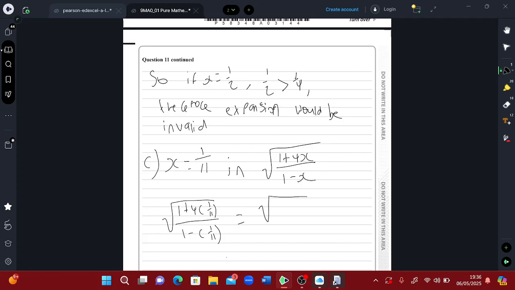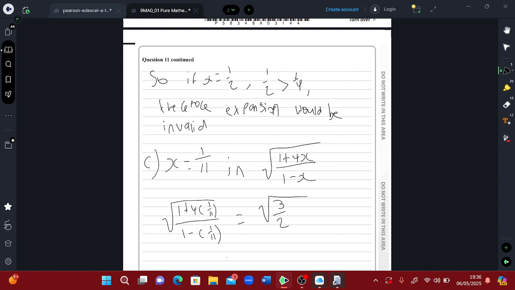1 plus 4, 11th. But 1 minus 1 over 11. Did I write that right? 1 plus 4. It's 3 over 2. Okay. Now, obviously, that does not give root 6. That's not explicitly clear. Okay.